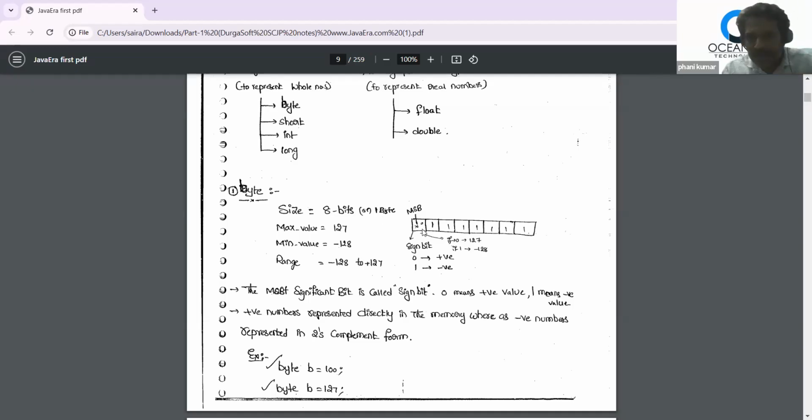Clear? Here I have a structure. I am showing the 8-bit structure. My cursor is there, please observe that. In this structure, the last box represents the MSB, simply called the most significant bit. We call it a sign bit.